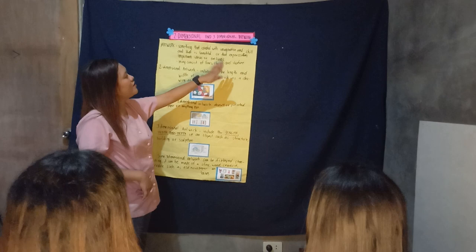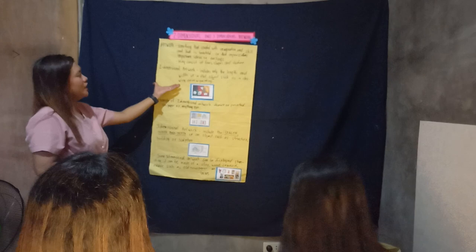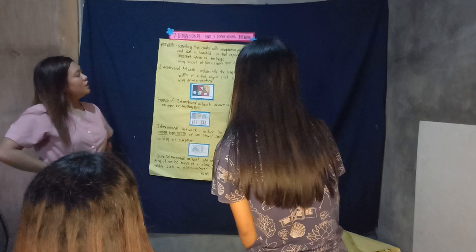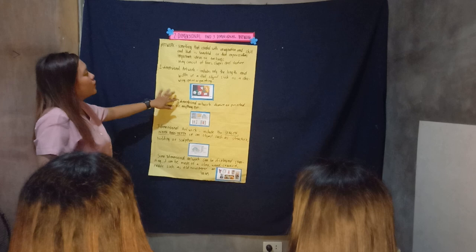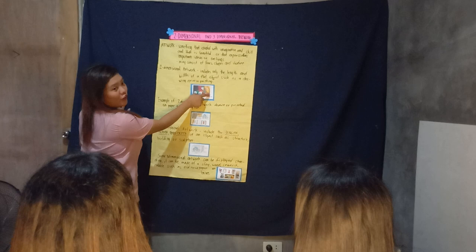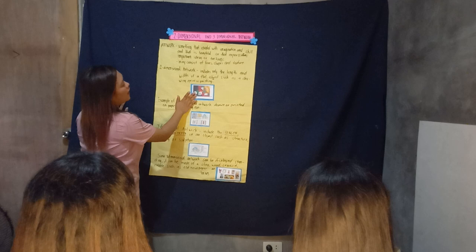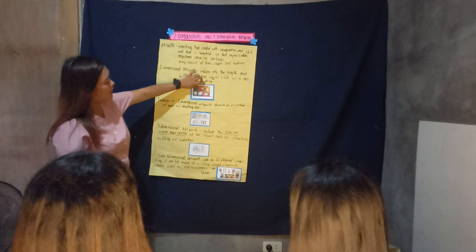So in two-dimensional artwork, please repeat. Two-dimensional artwork includes only the length and width of a flat object such as drawing or painting. So two-dimensional artwork includes only the length, the vertical one, and the width, the horizontal one. It's like landscape and portrait. Portrait is the length, and the width is the landscape. So you can understand better.